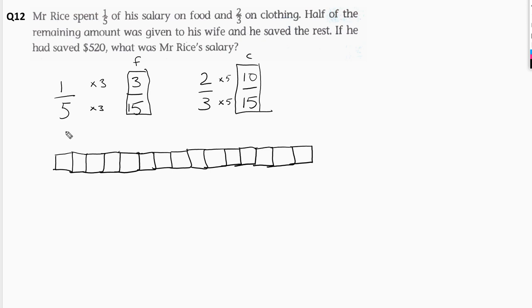Now we're told, what are we told? He spent, so what have we got? We've got food, and we've got clothing. We've got an F, a C, and we've got savings. Okay, so let's see if we can mark this bar up. 3/15 are on food. So let's go food, food, food. We can pick another color if we want. For clothing, that's 10. So 1, 2, 3, 4, 5, 6, 7, 8, 9, 10.